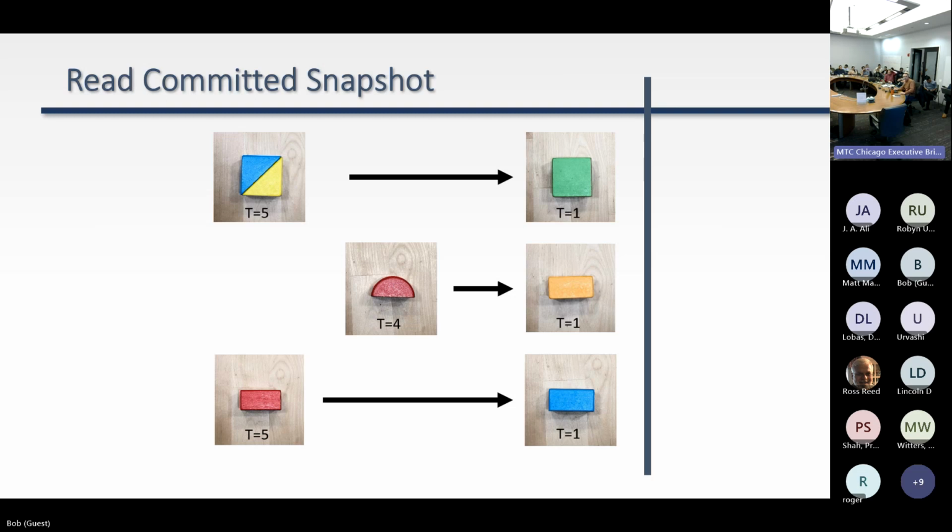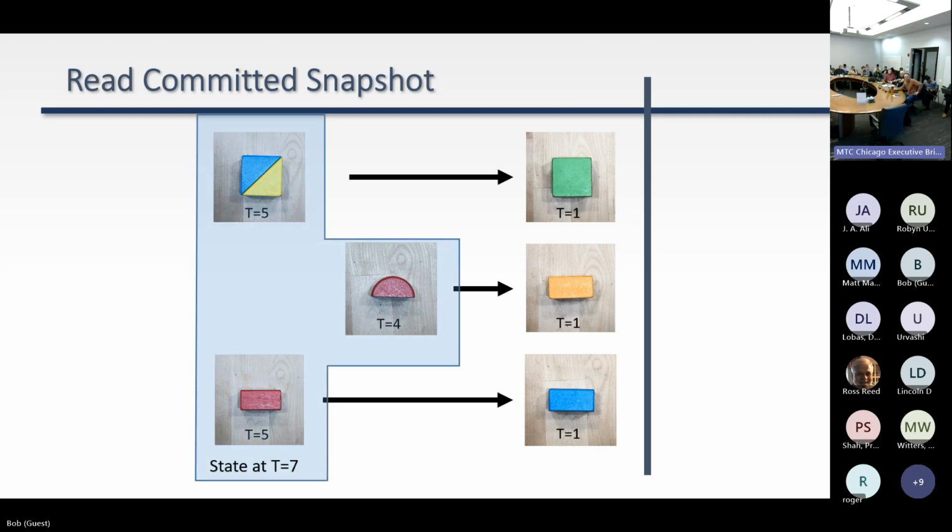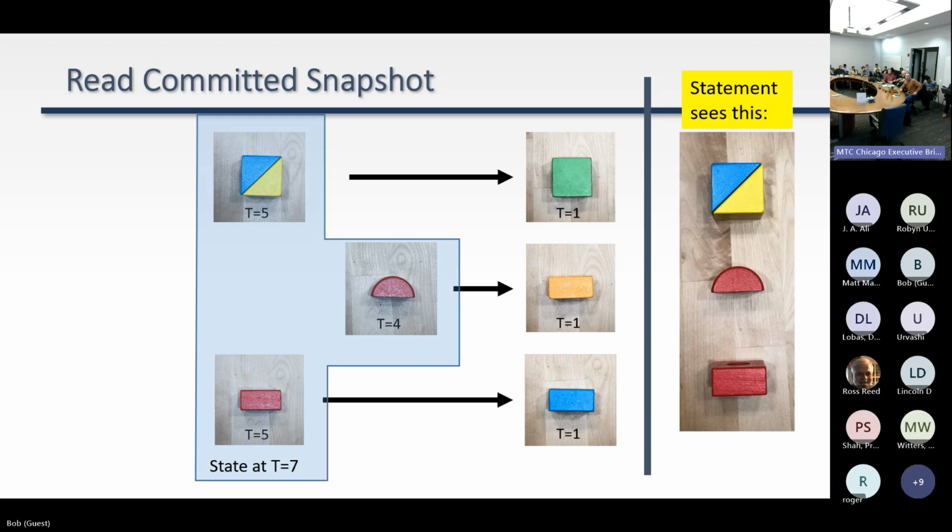So if I go back to my example here to show you why this is advantageous to us, again, at time equals 7, this is the state of the table. So if I begin a read query at time equals 7, my select statement is going to see that.